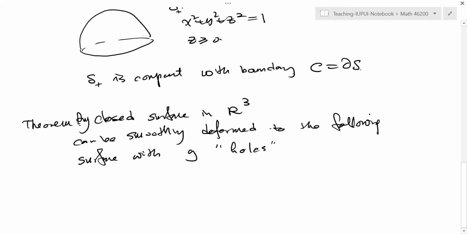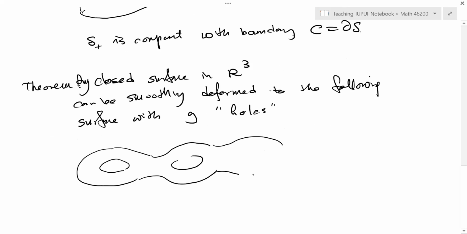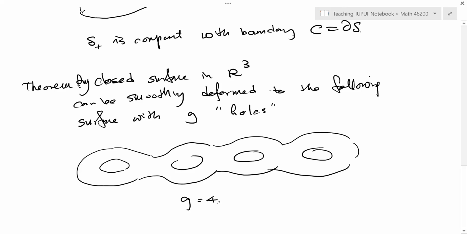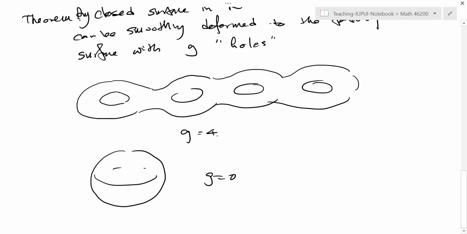So what does that mean? You can always construct a surface. In this example, G equals 4. The sphere is a case G equals 0 because there's no hole here.